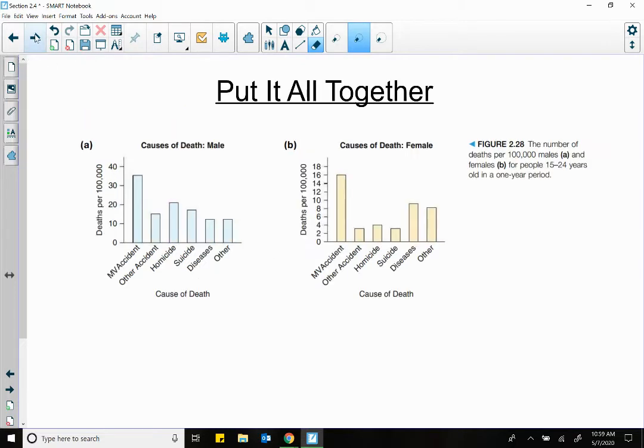So put it all together. So here I've given you 2 bar graphs: male deaths, female deaths. I want you to tell me some things that you know. Tell me, talk to me about the mode. Talk to me about the variability.